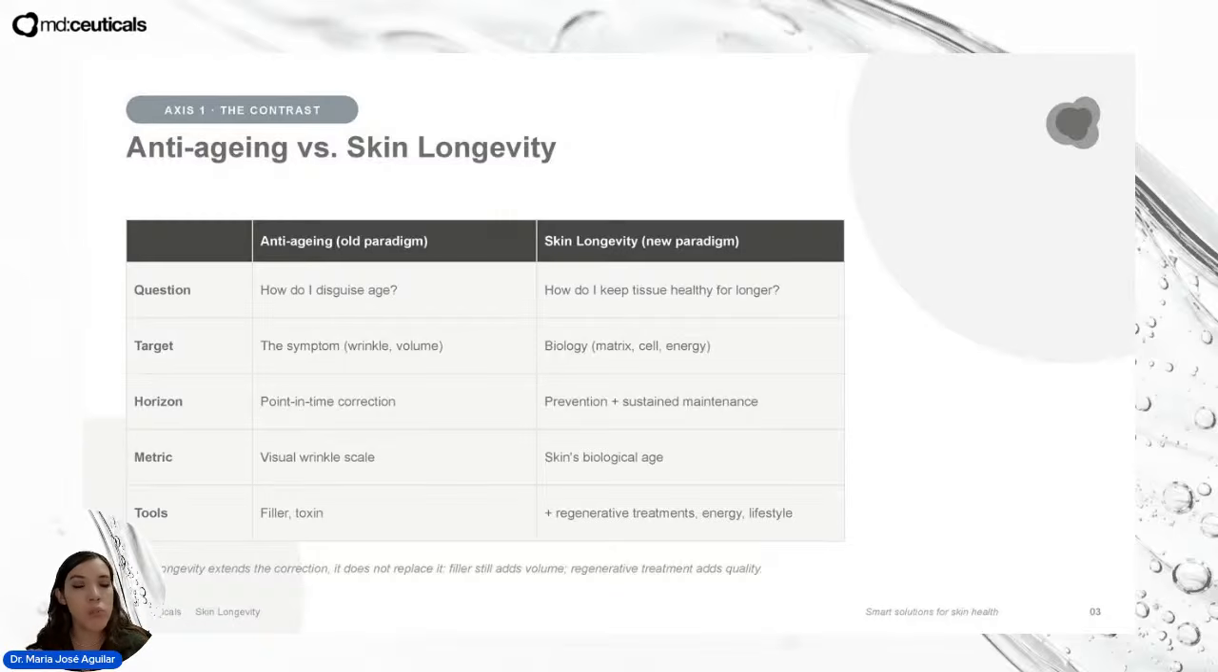So sometimes we can offer an anti-aging treatment to a patient that is really conservative, or really natural, and it's not going to be the ideal treatment for that patient. Then maybe the ideal treatment is going to be the one for skin longevity, or maybe it's going to be one with a little bit of both.